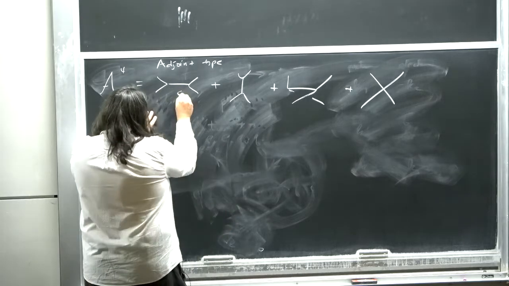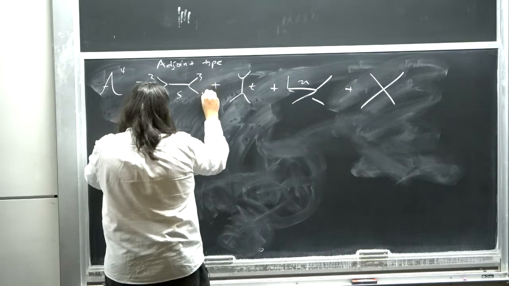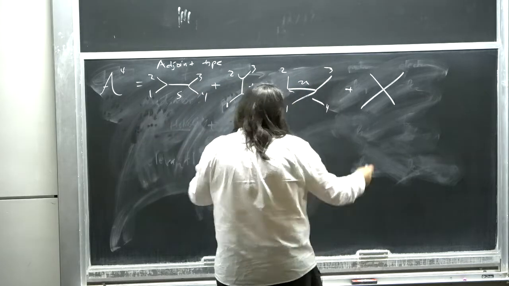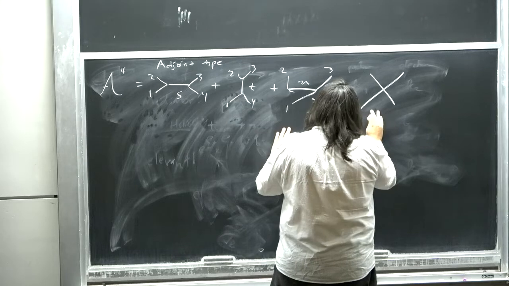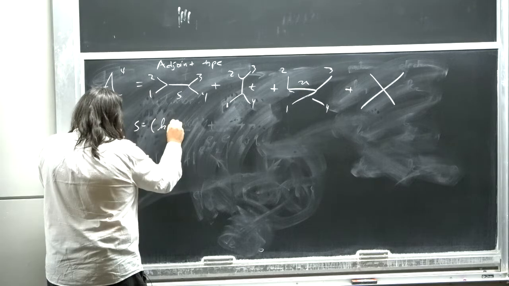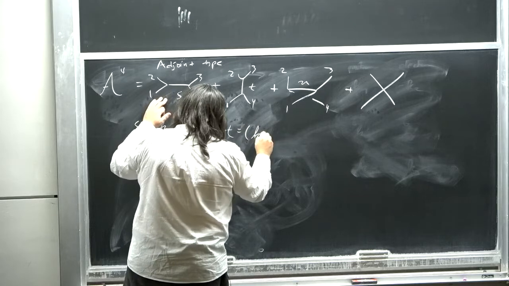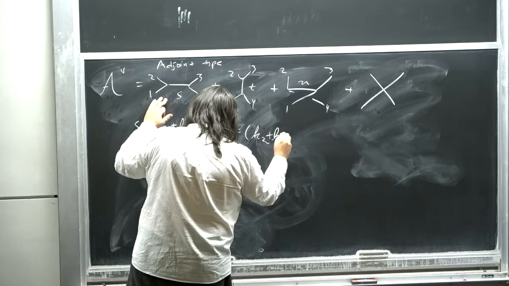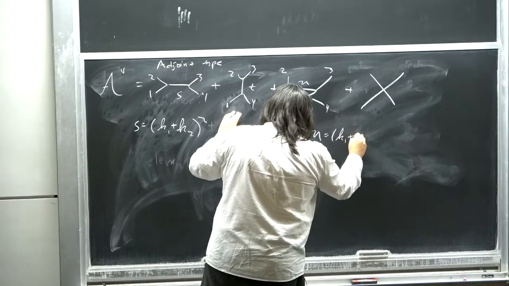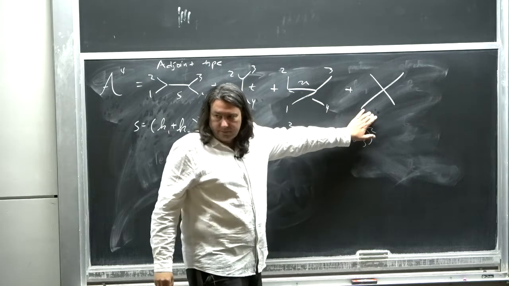All right, so I'm going to call this S. I'm going to call this T. I'm going to call this U. 1, 2, 3, 4. 1, 2, 3, 4. 1, 2, 3, 4. And I'm going to call this X for the contact. Good. So S, k1 plus k2 squared, is going to be the propagator. T equals k2 plus k3 squared. This propagator, U equals k1 plus k3 squared, is this propagator. No propagator over here. Okay?